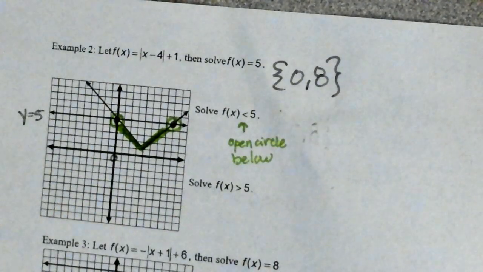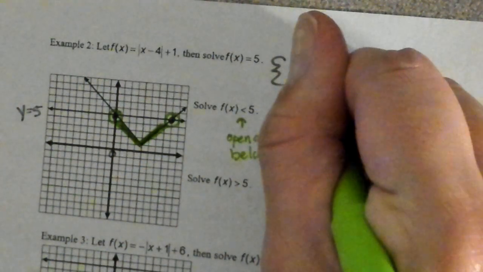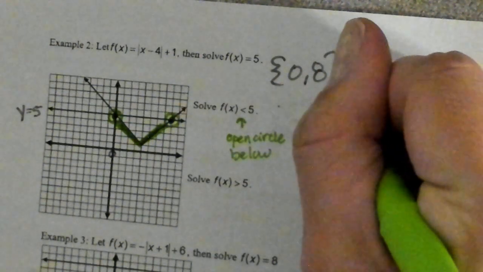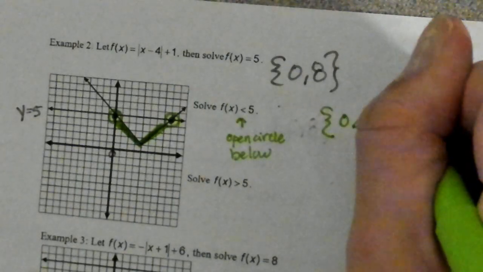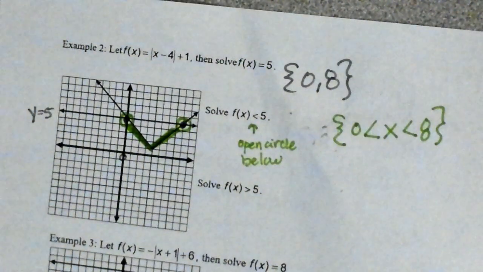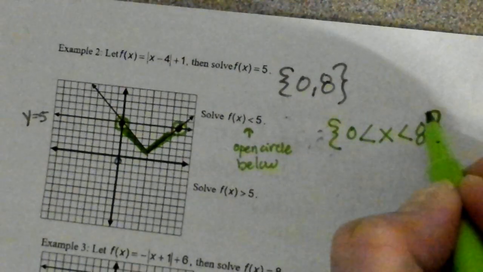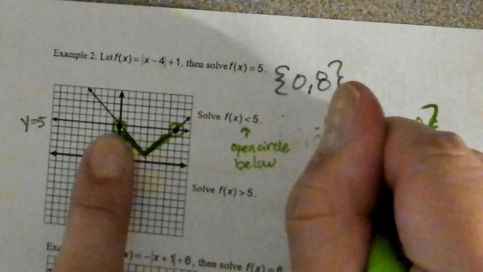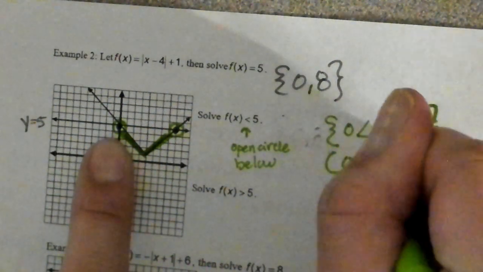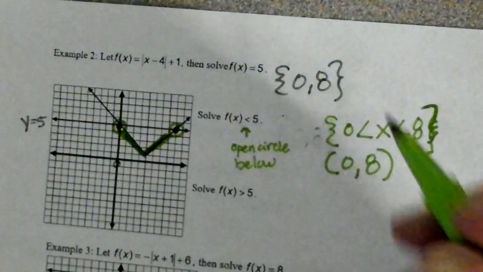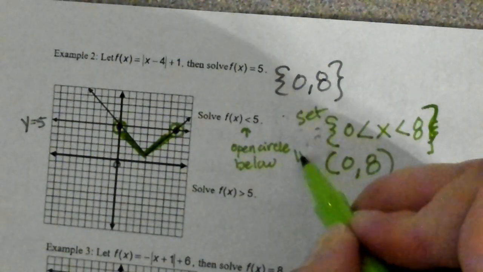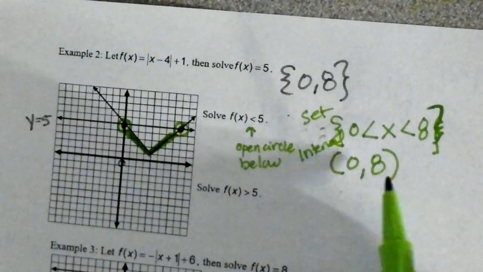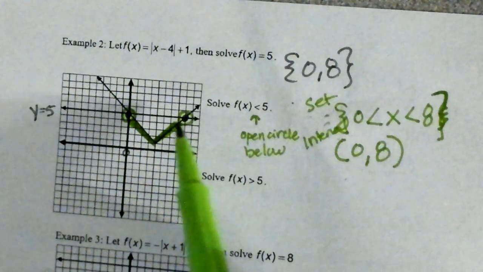Okay, now we state our answer. Our answer in set notation would look like 0 is less than x is less than 8. Ooh, that was a terrible curly brace. I'm sorry. I'm on the struggle bus. Or in interval notation, it would be parentheses 0, comma 8, parentheses. So this is set notation, this is interval. We know why we're using parentheses in our interval notation? Because of our open circles.